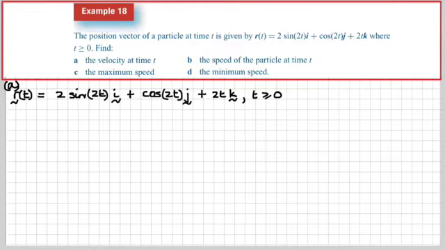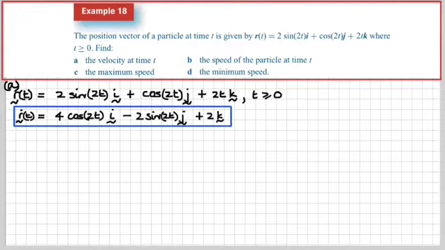So let's take the derivative of the position vector. We get that. That's our velocity vector. Have a look. See if you agree. Do you agree? Good. Well, I agree too. So we're all in unanimous agreement.